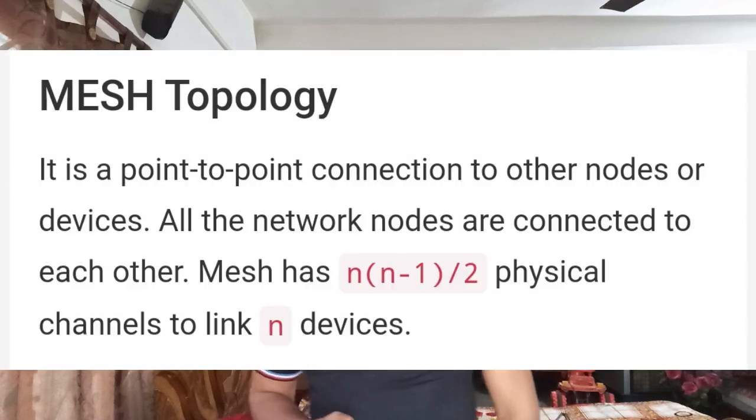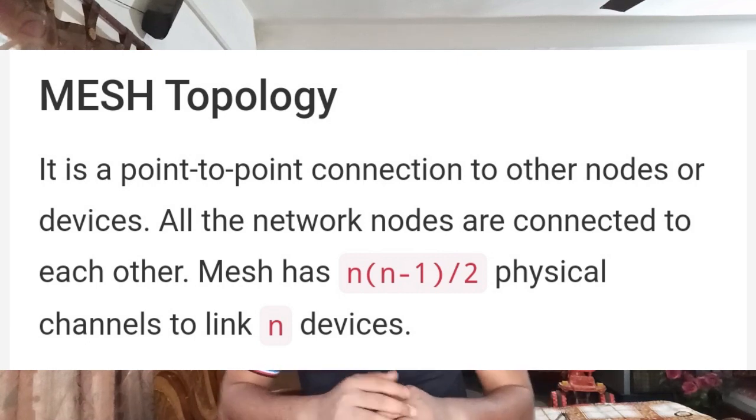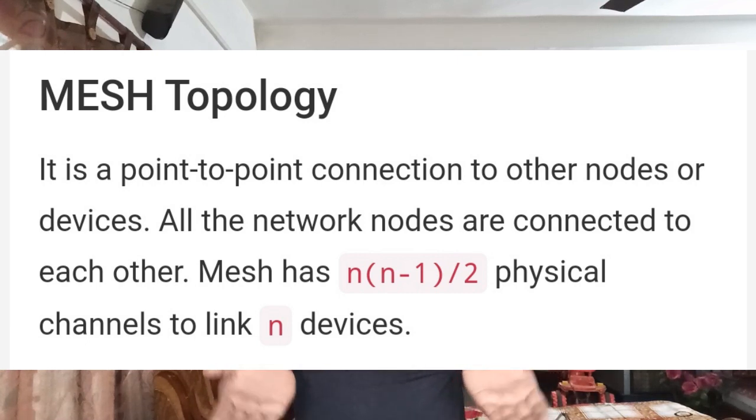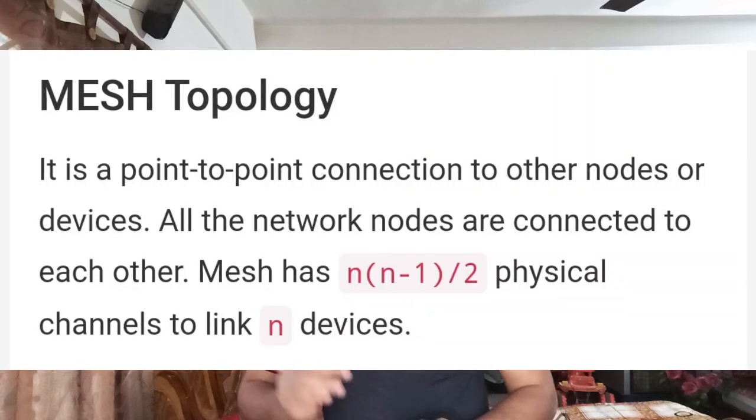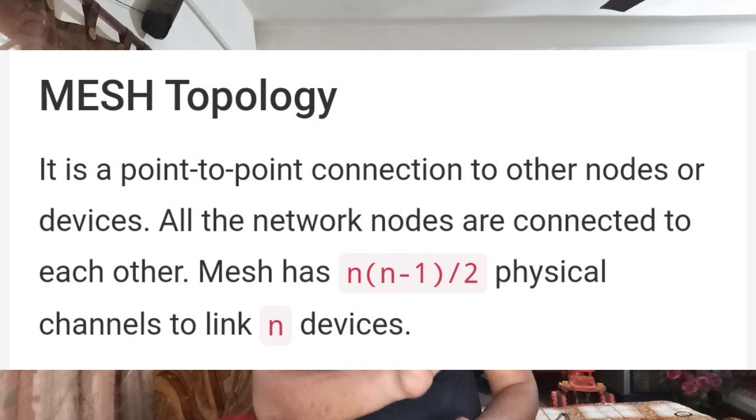Now we have to learn mesh topology. In mesh topology, it is a point-to-point connection to other nodes or devices. That means all the network nodes are connected to each other. In this, all the computers are connected with one another. When we connect all the computers to each other, there is a problem of counting the number of connections. In that case, mesh topology has a mathematical expression: n into n minus 1 by 2 physical channels to link n devices.